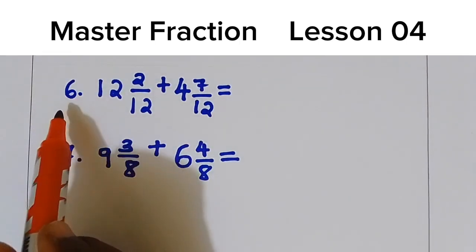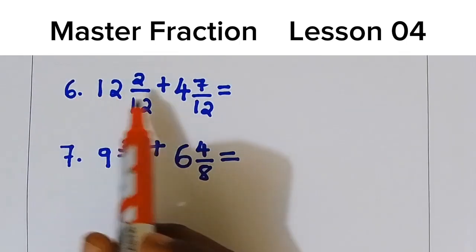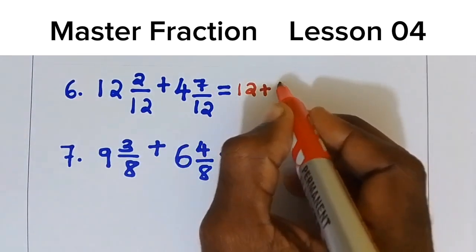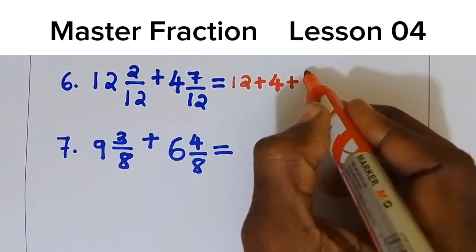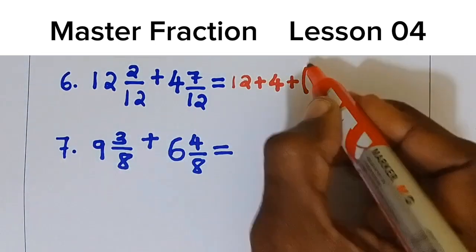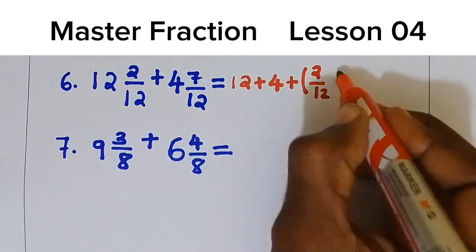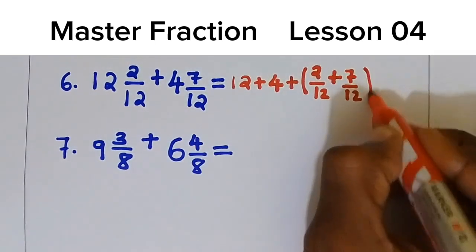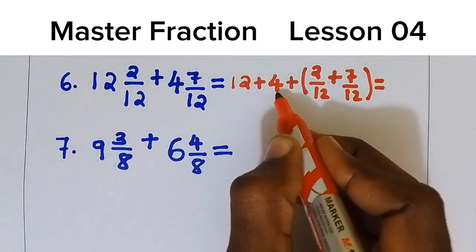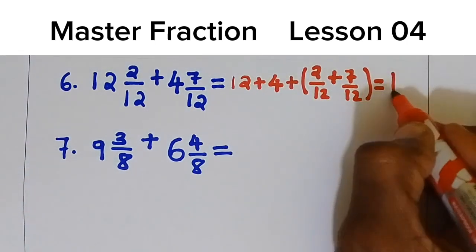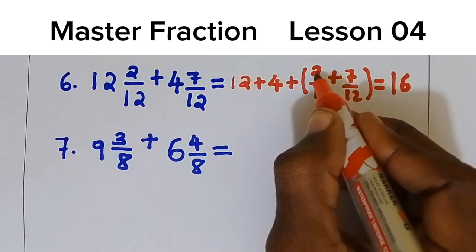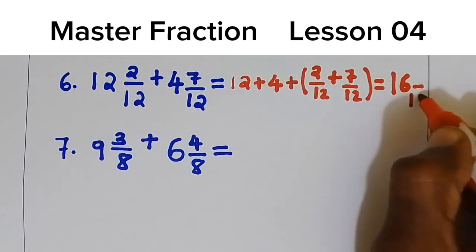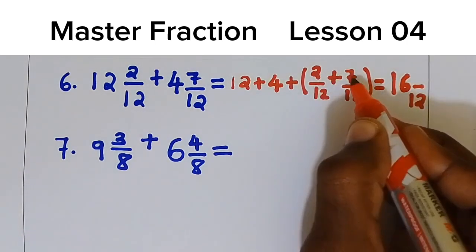We have question number 6. We'll take whole number plus whole number, that is 12 plus 4, and then fraction plus fraction, that is 2 over 12 plus 7 over 12. 12 plus 4, we get 16. The denominator will remain the same, 12. But 2 plus 7, we get 9.